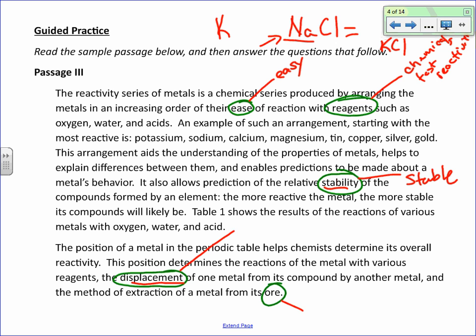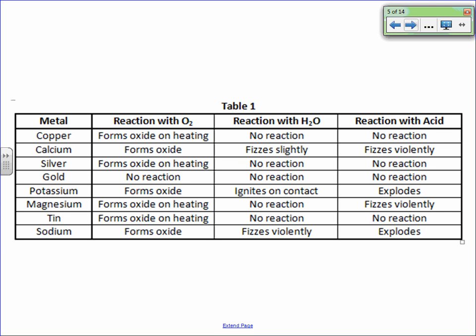So what we can then do is move on to this table below, which is the results of their experiment. They took copper and tried to react it with oxygen, water, and acid, and watched what happened. They did the same thing with calcium, reacting it with oxygen, water, and acid, and tried to see if it worked. These are the results that they got.